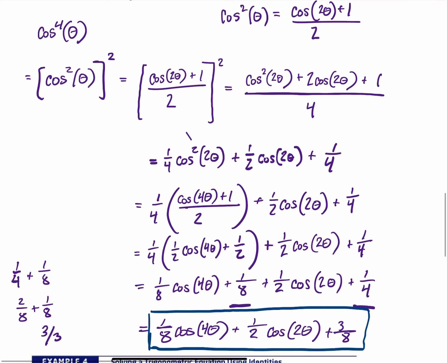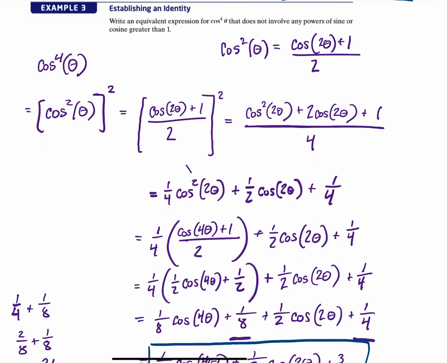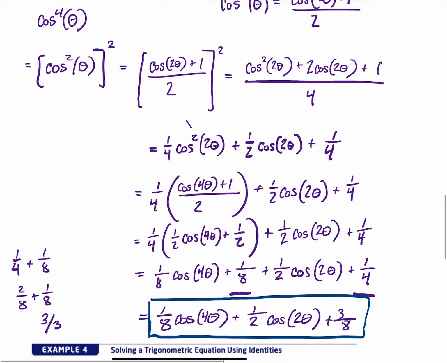But the giveaway in terms of the instructions here is to write an equivalent expression that does not involve any powers of sine or cosine greater than 1. So we're trying to reduce the power. So that's where these intermediary formulas become useful here.